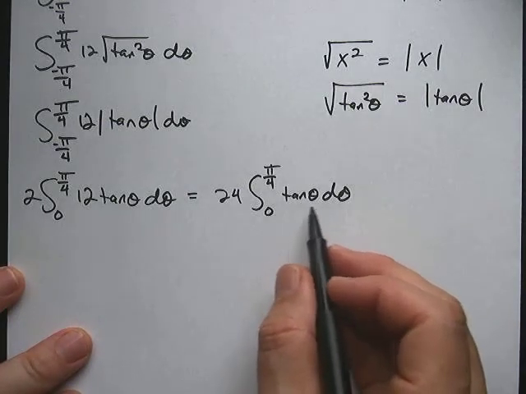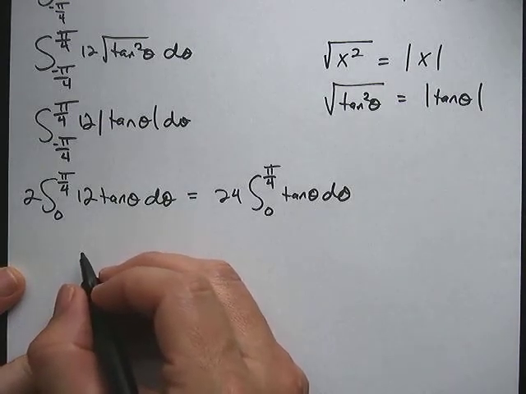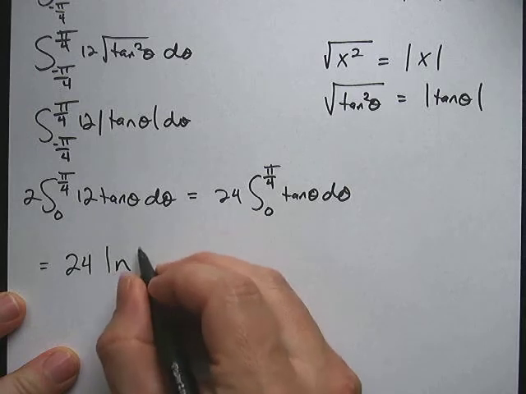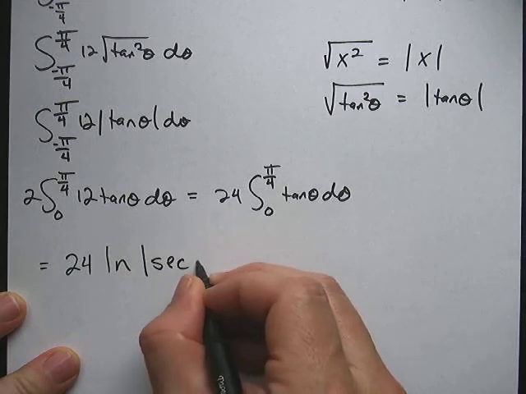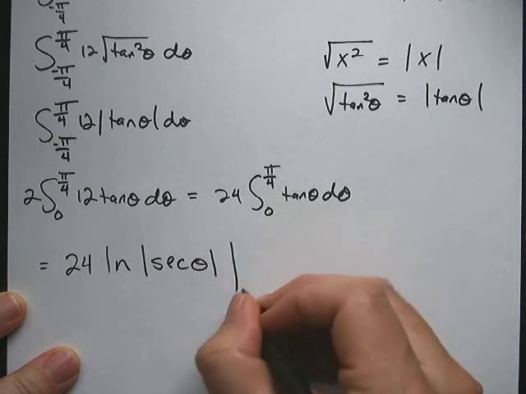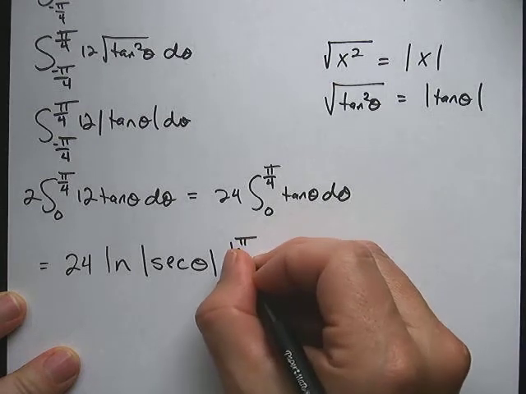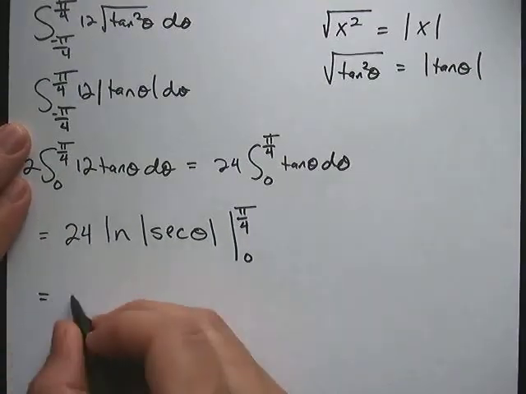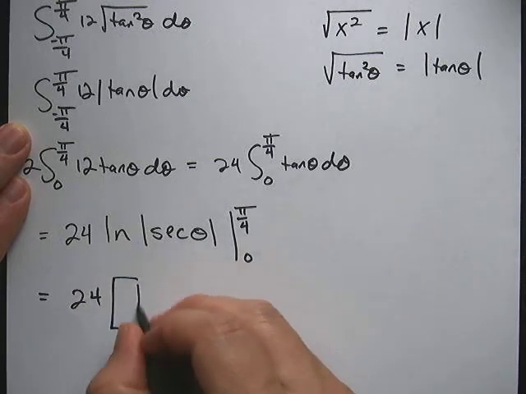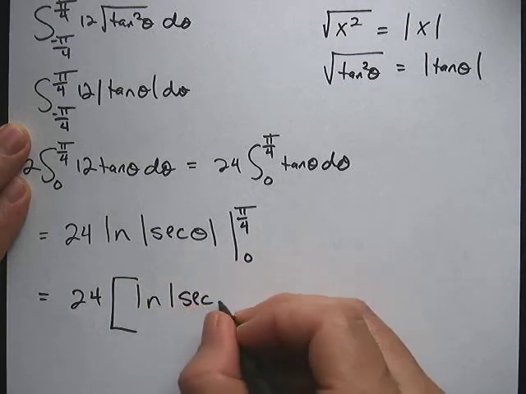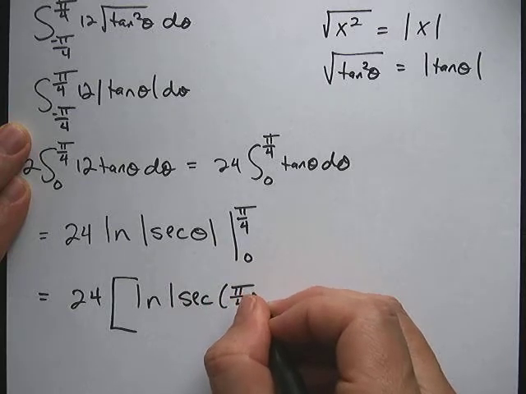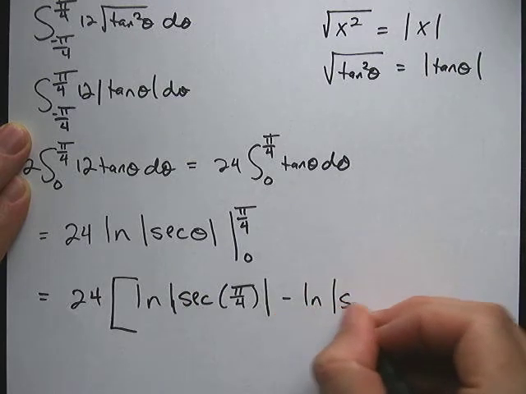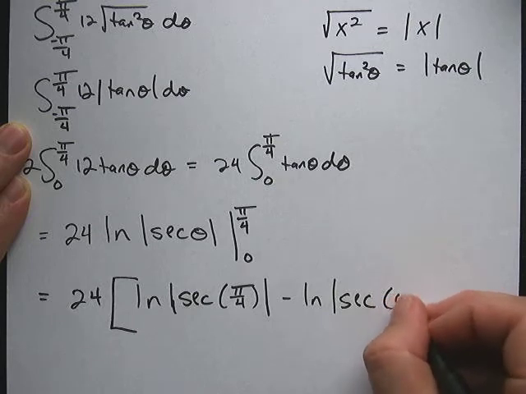So the integral of tangent theta is, like I said earlier, natural logarithm of secant theta. So this is equal to 24 ln of the absolute value of secant theta. Okay, and this is going to be evaluated from 0 to pi over 4. Okay, so we've taken the integral. Now we just need to plug in the limits. So we do that by, put the 24 out front. Ln of the absolute value of secant of pi over 4. Remember, that's absolute value. Minus ln absolute value secant of 0.